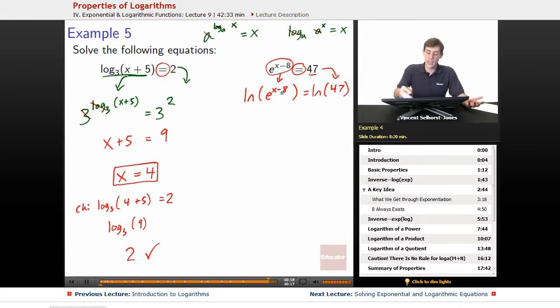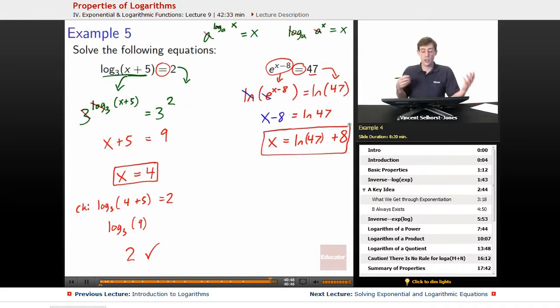So natural log of e to the x minus 8, well, natural log is just log base e, so these cancel out and the x minus 8 drops down. And equals natural log of 47, well, that's going to come out to be a pretty not simple number. It's going to have a lot of decimals, so let's just leave it as natural log 47 for right now. And we get, by adding 8 to both sides, x equals natural log of 47 plus 8.